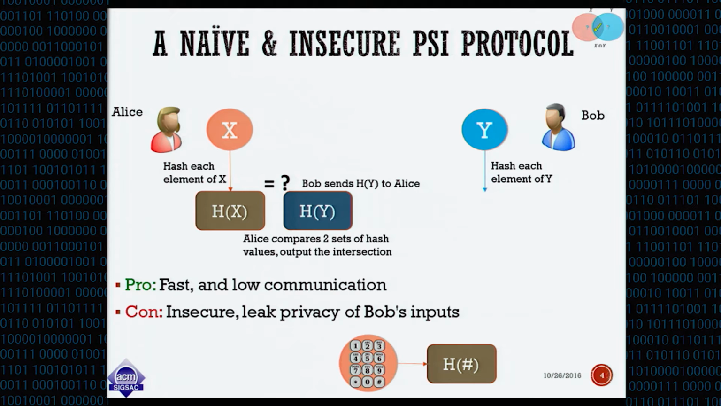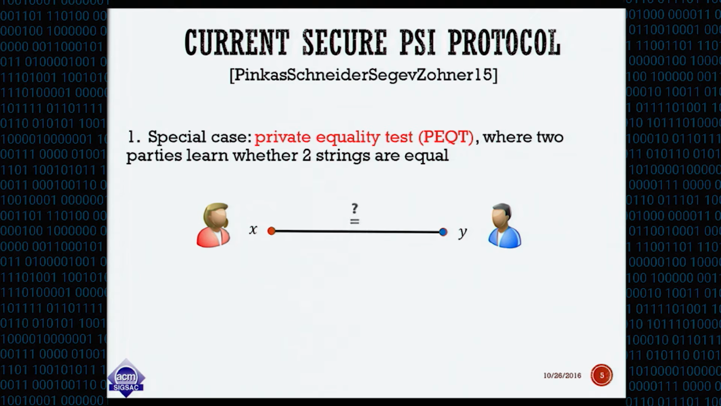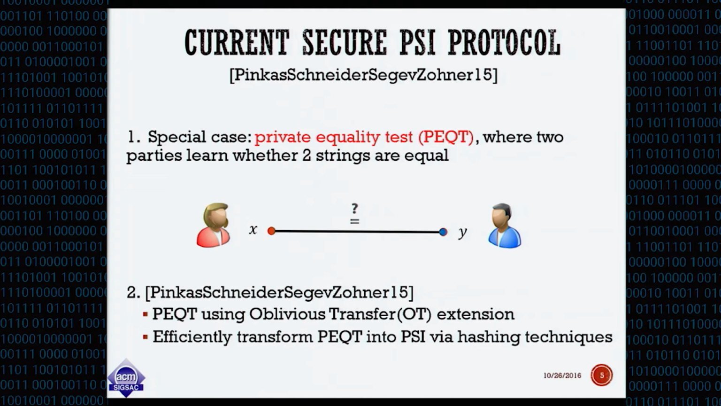To handle these problems, several PSI protocols have been introduced, and the state-of-the-art PSI protocol was proposed last year by Pinkas, Schneider, Segev, and Zohner. The building block of private set intersection is private equality test, where two parties want to know whether two strings are equal. The current PSI protocol does private equality tests using oblivious transfer extension. They also proposed an efficient hashing technique to efficiently transform private equality tests into private set intersection. Our main technical contribution is to improve private equality tests.